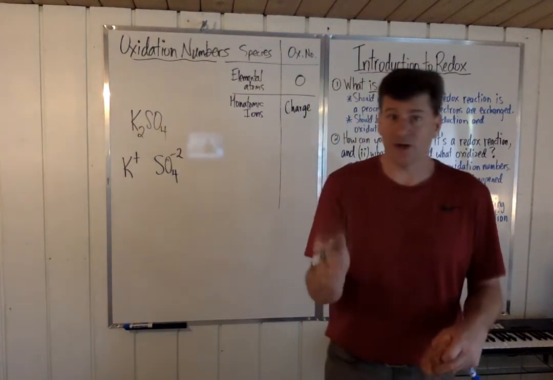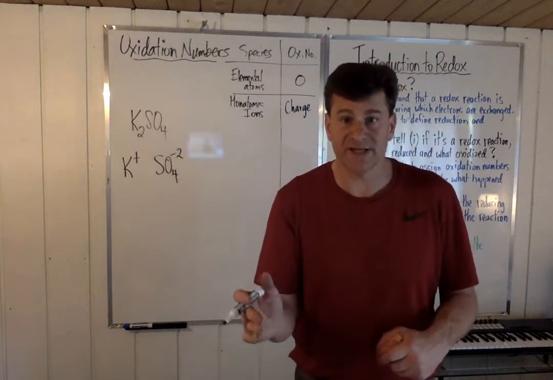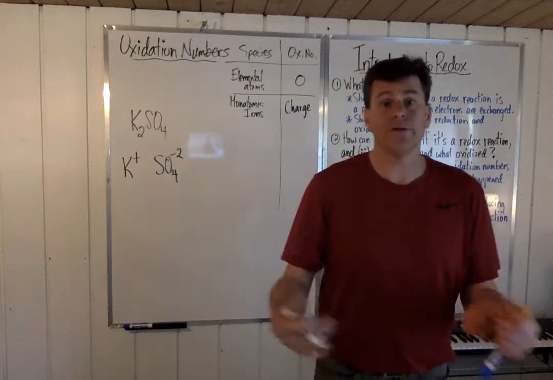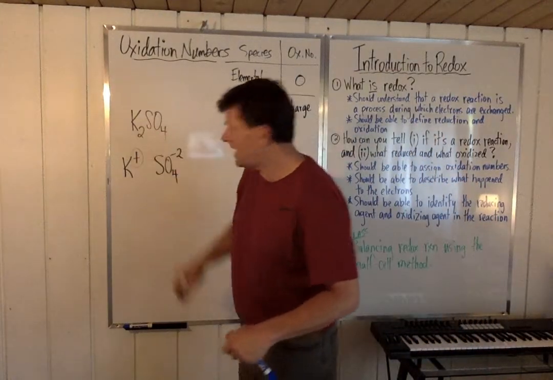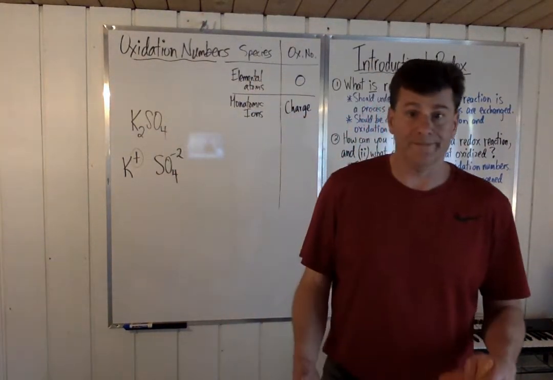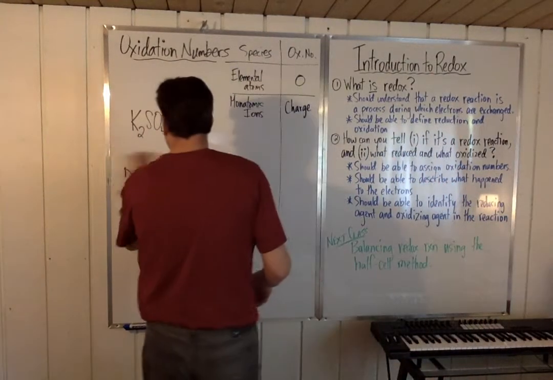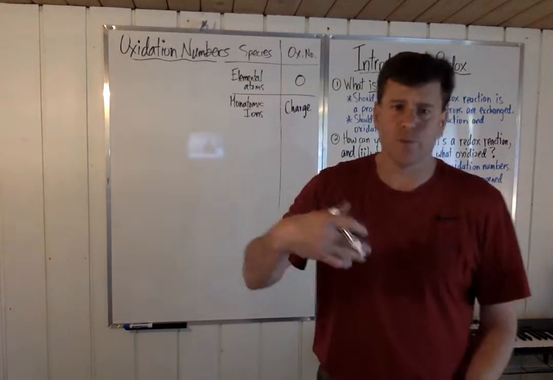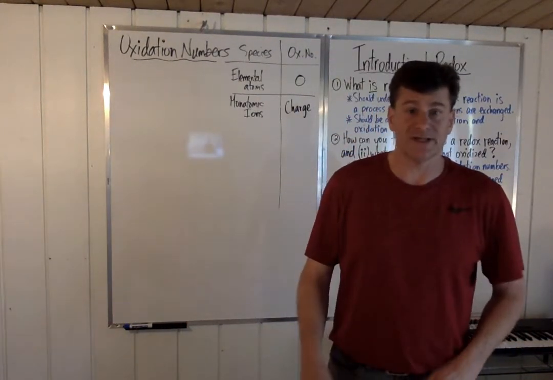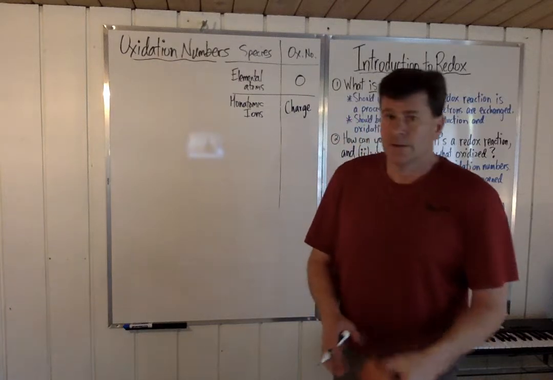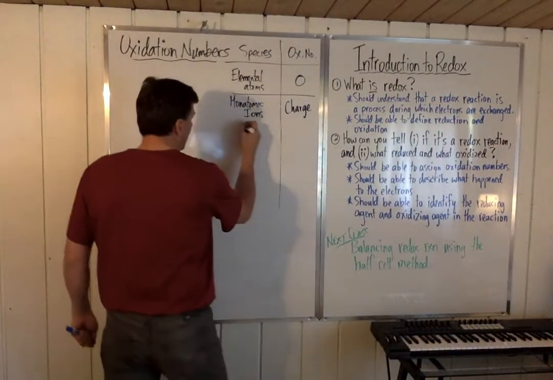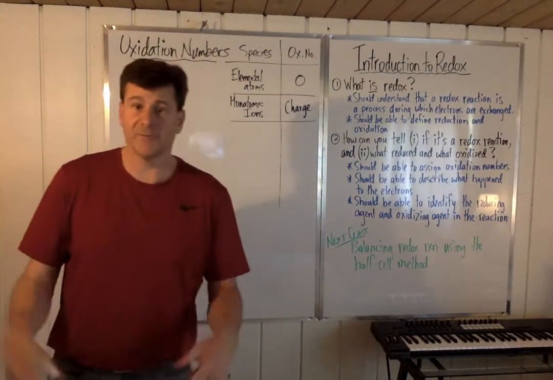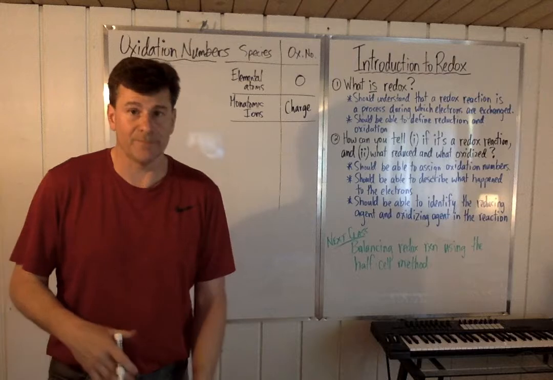The sulfur in that ion would have an oxidation number. The oxygen in that polyatomic ion would have an oxidation number. The only thing I can say for certain is that the K has an oxidation number of +1. So you've got to look for monatomic ions, because whatever their charge is, that's their oxidation number. Those two are right off the top. Your elemental, you're 0. If you're a monatomic ion, your charge is your oxidation number.